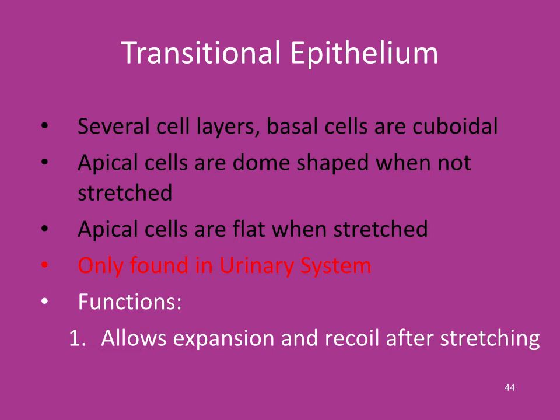All right, here's that transitional one I told you is made to stretch and get smaller. It's always several layers thick. It's not single. It's not a simple. It's a stratified epithelium. The basal cells are usually cuboidal, and this is the key word. Remember this word when it comes to transitional epithelium. Remember the word dome-shaped. Okay? And what that means is that when the bladder is not stretched, the upper layer may look like this, and every so often you might see a big dome-shaped cell.